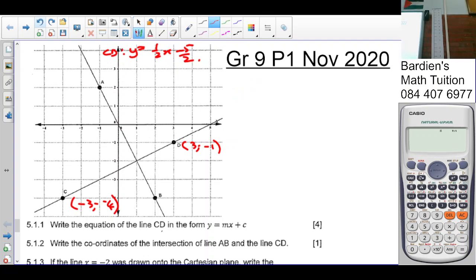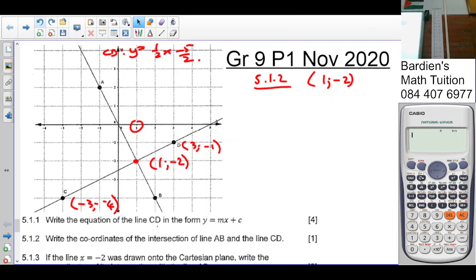5.1.2. Write down the coordinates of the intersection of AB and line CD. So the point of intersection is this point here where the two graphs are equal, not so? What's the coordinates of that? X is 1 and y is negative 2. You always write x then y, no? So I put here 1 and negative 2.